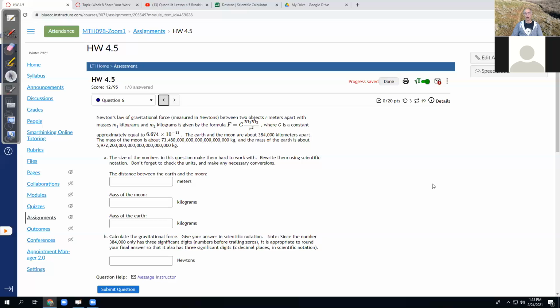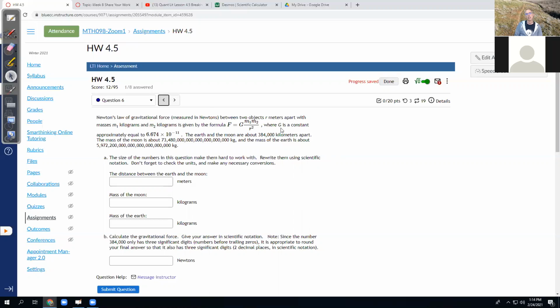And are they fixed forever? The answer is no, they change a little bit, but given the size of these objects, in our lifetime there's no noticeable change in the way they affect each other. The formula here, F, that's the gravitational force between the two objects that's kind of holding them together. They attract each other, kind of like magnets.